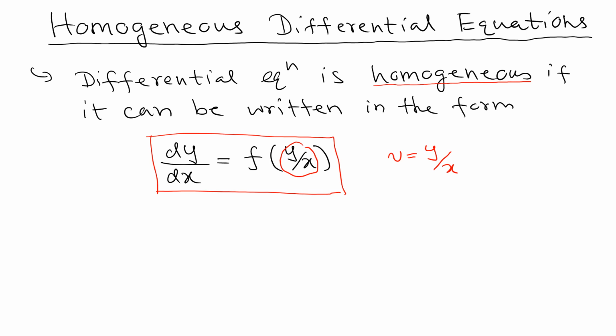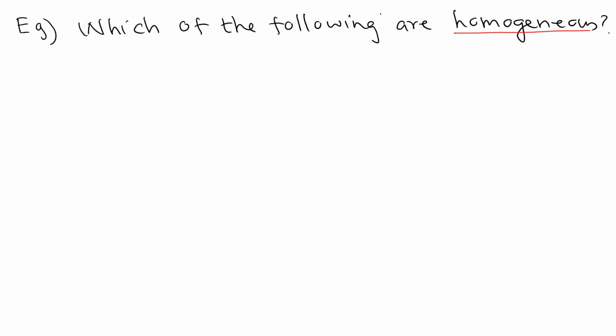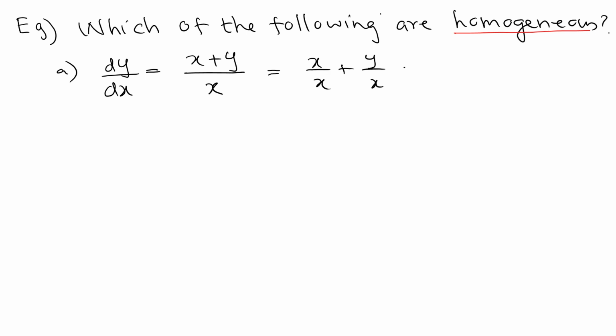But before we do that, let's look at some examples where we can figure out whether they are homogeneous or not. As the first one, let's look at dy by dx equals x plus y over x. What we can do is divide this term by term. You can write this as x over x plus y over x, and the first one gives you 1, the second one is y over x. So you see that you can write it as a function of y over x. So yes, it is a homogeneous one.